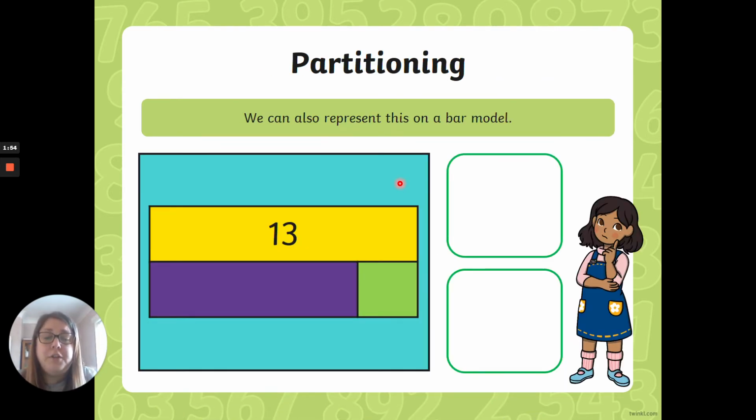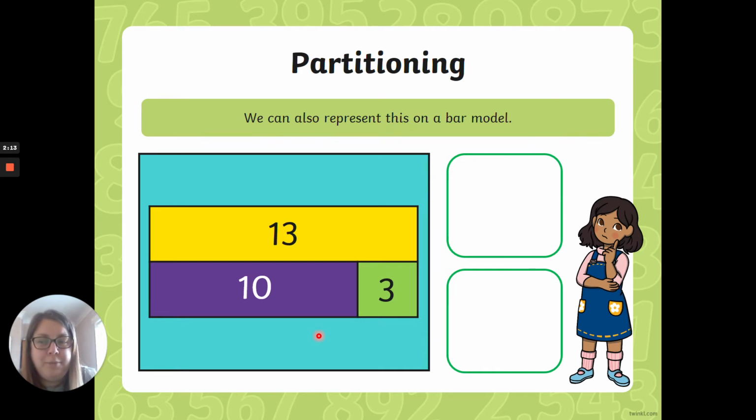Okay, so we can also represent it on a bar model, exactly the same as we've just been doing on our pothole model. I haven't written my parts on here though. Do you think you could write it down and have a go? My whole is 13. What would my parts be? Yeah, they would be 10 and 3.